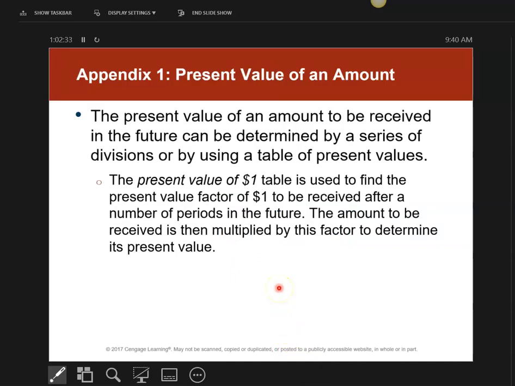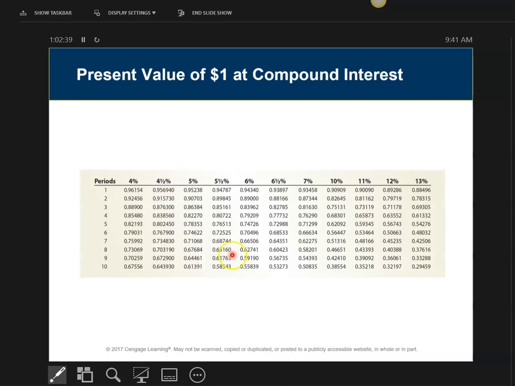So there's two tables, and I don't want you to be confused. We're going to use both tables. They're both present value tables. This is called the present value of $1 at compound interest. So this is the present value of what I'm going to get in the future. Across the top are percents. Down the sides are periods.